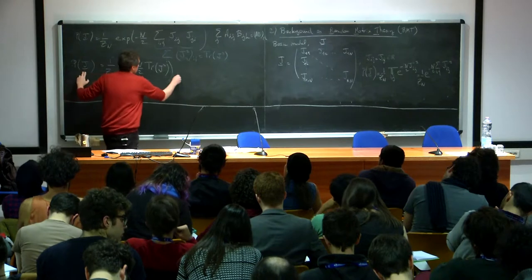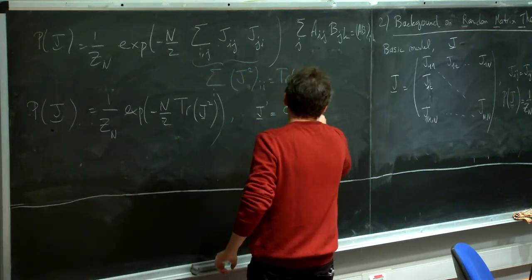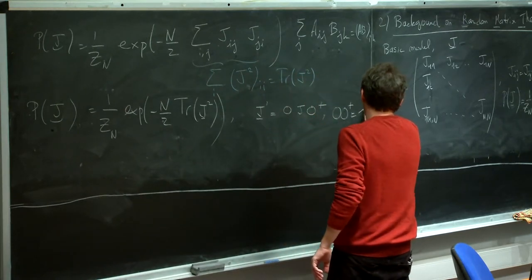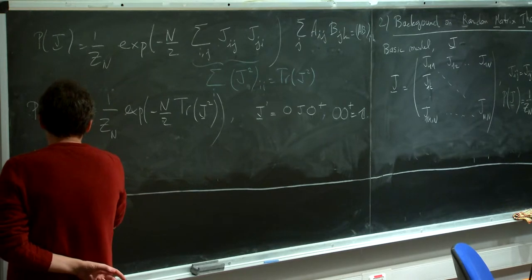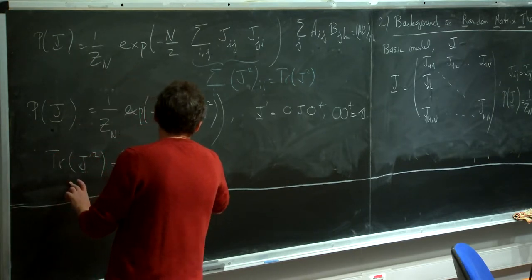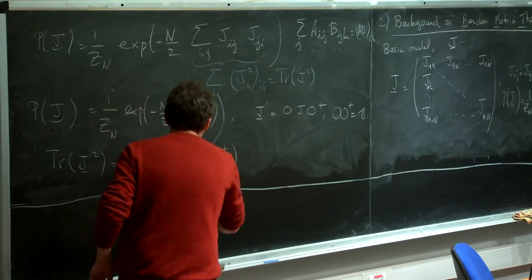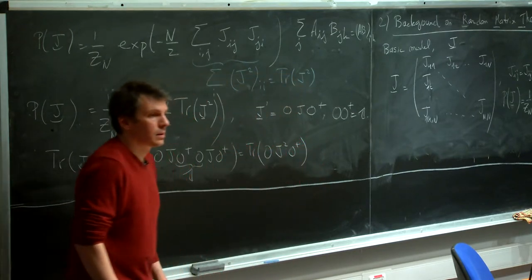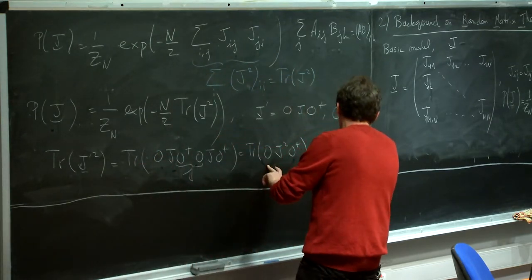Indeed, if you define a new matrix, J prime, which is obtained from J by a simple change of basis, so you just do this conjugation, where O is an orthogonal matrix. Okay. Then it's easy to see that you can compute the trace of J prime square. So the trace of J prime square is just the trace of O J O dagger, O J O dagger. Now O dagger O is just identity. So this is just the trace of O J square O dagger. And then the trace is cyclic, so I can put this O dagger here. And O dagger O is identity, so this is obviously equal to the trace of J square.